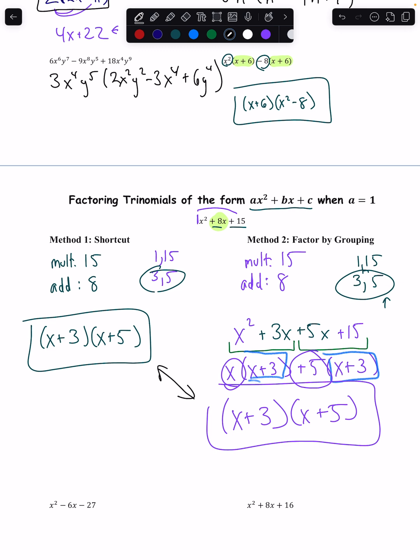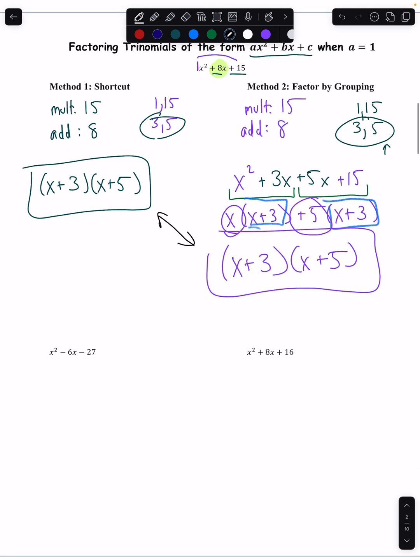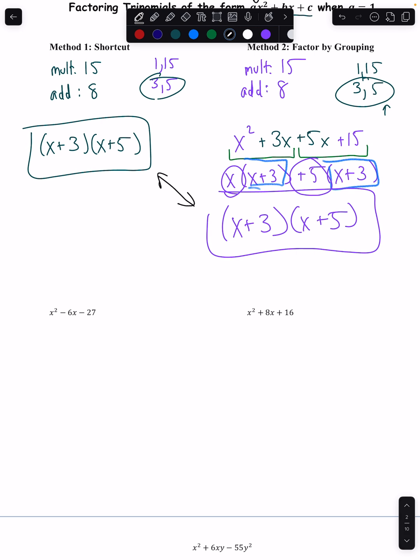This takes a little bit longer, but it does expand that method to when a is not 1. It still works the same exact way. So what I want you guys to do is to just pause the video and try the next two and play it once you're done.